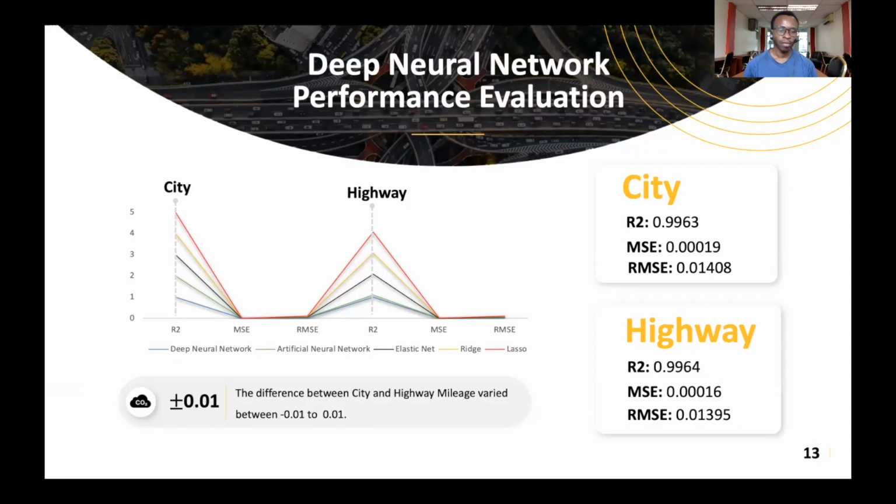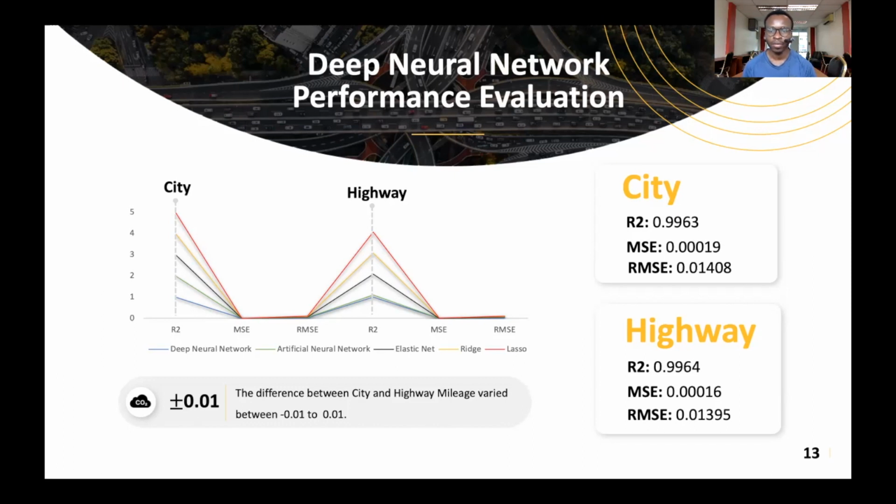So now from the findings, once I subtracted city from highway mileage, the variation was plus or minus 0.01, which is not so significant, but I think once you multiply this by the time factor and the number factor, it becomes quite significant in understanding how much carbon emissions would be saved using a predictive model that accommodates for optimizing these emissions.